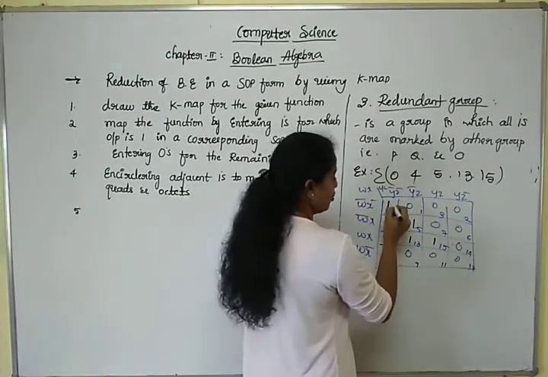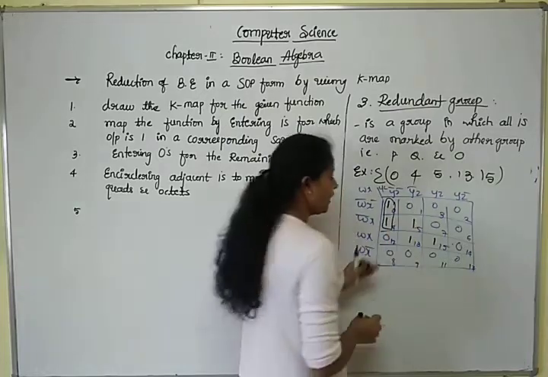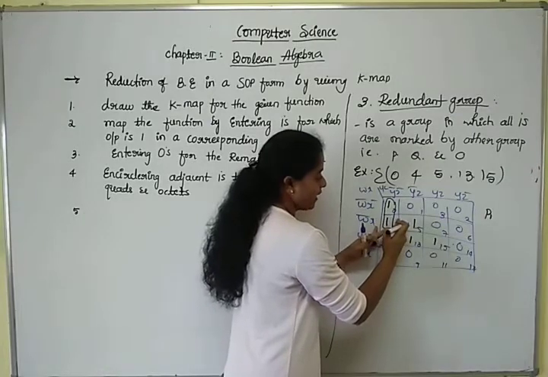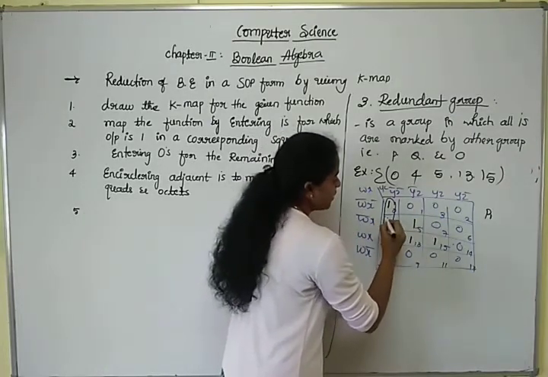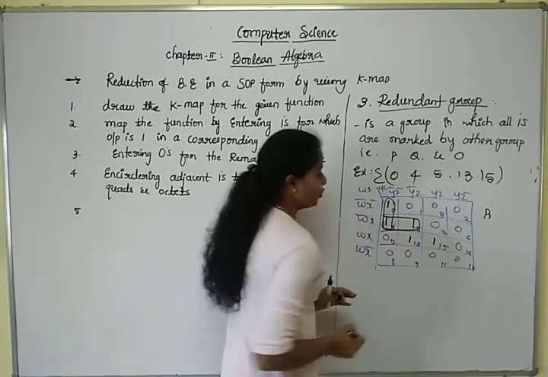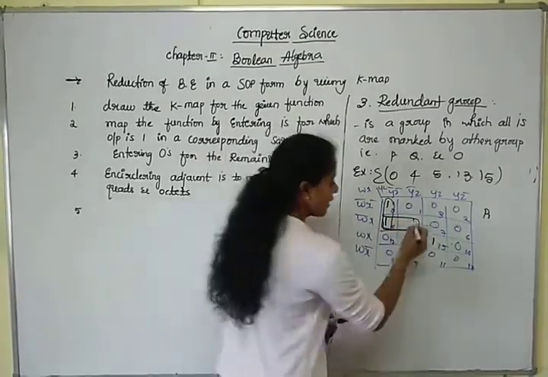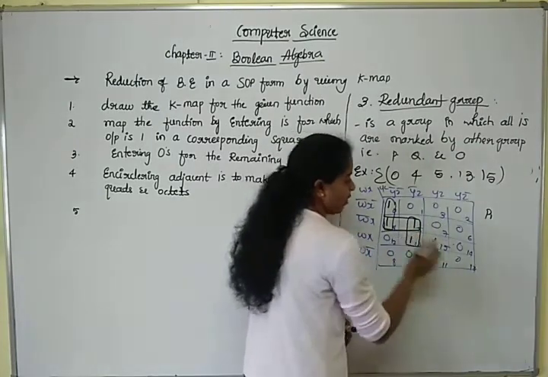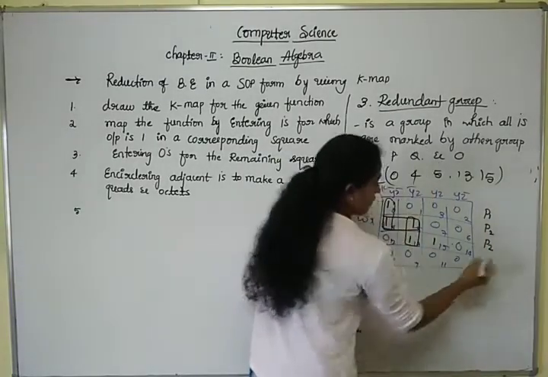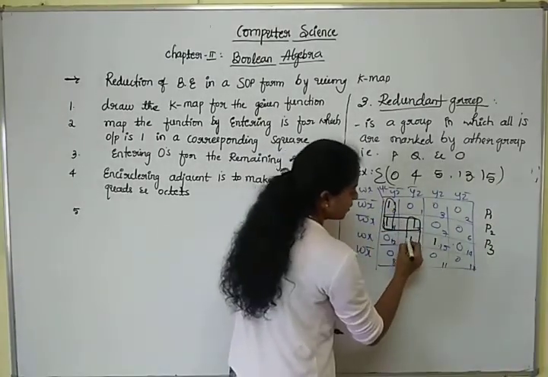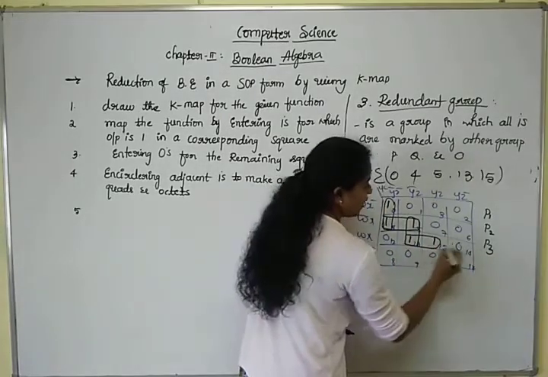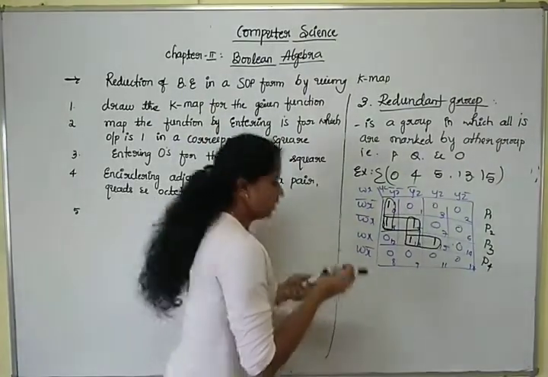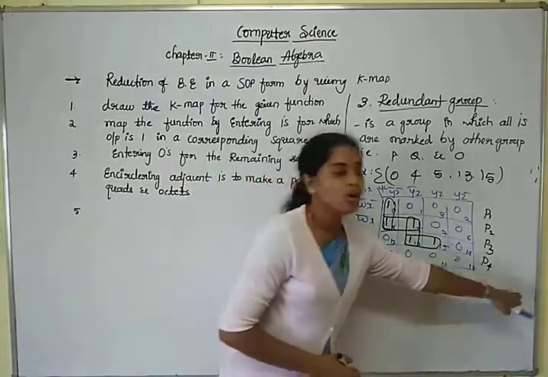So here in the first group, the two adjacent ones are encircled. It forms a pair 1. Again, this one is overlapped with another group. Then again we get a pair 2. So here this one is again overlapped with another group. It forms a pair 3. This is pair 1, pair 2, pair 3. Here this one is overlapped with this one. Then it forms a pair 4. In the given function, we got 4 pairs.